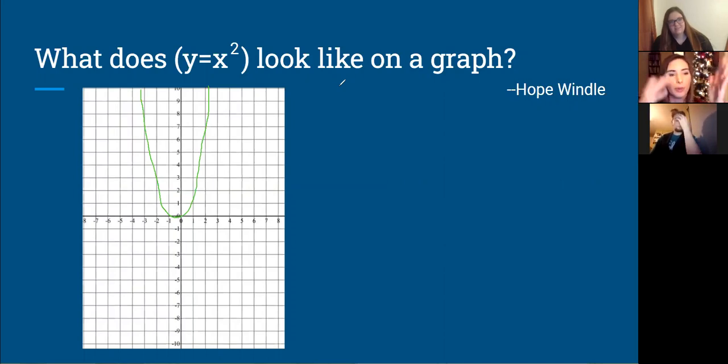So it'll be both positive sides of the y-axis. It's like a mirror. So I think that's a pretty cool little tool there.